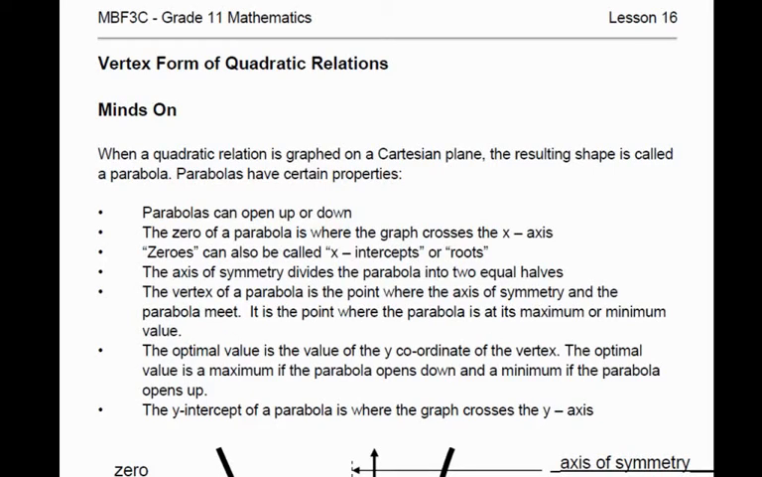So this unit is on quadratic relations, and we're going to learn three different forms of representing a quadratic relation algebraically. The first of which is the vertex form.